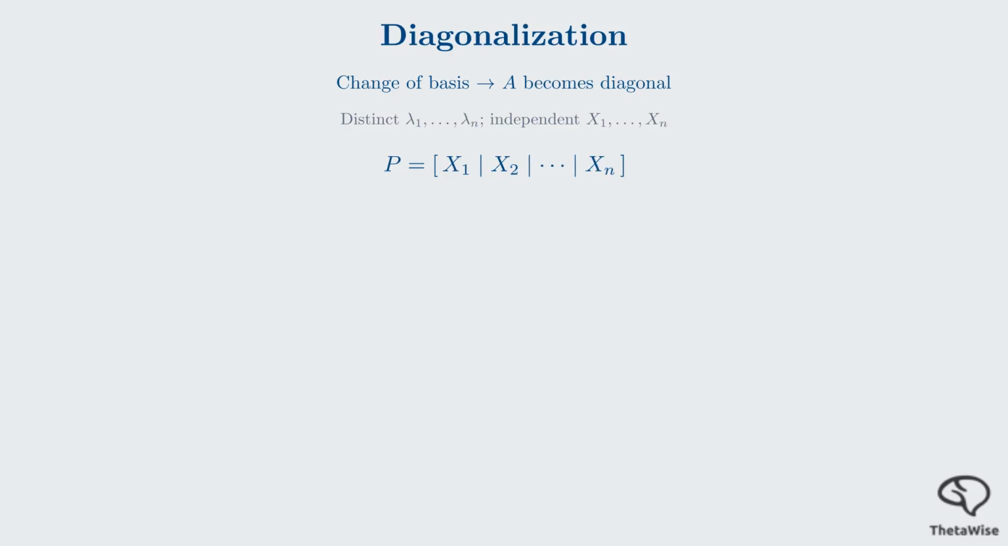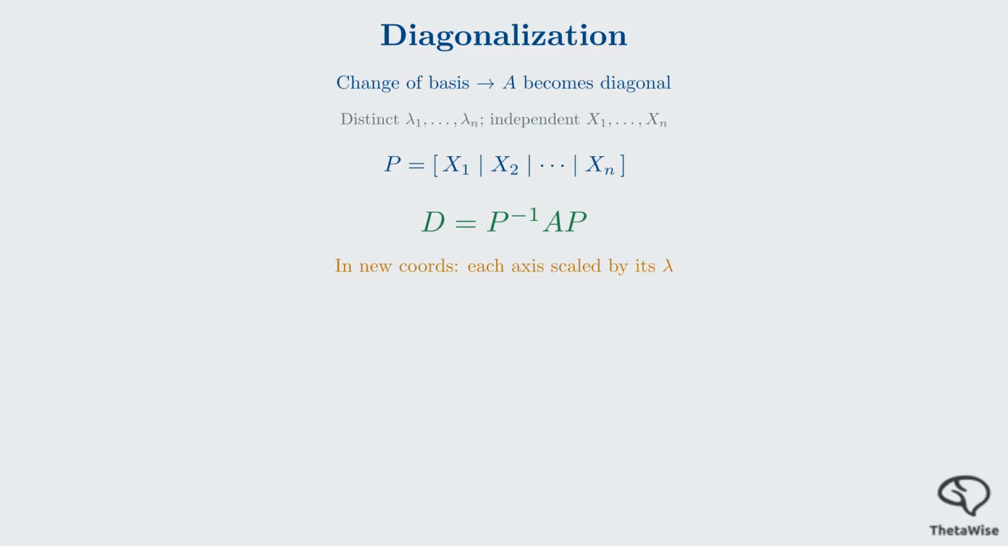Diagonalization changes the coordinates so that a matrix becomes diagonal. Suppose A has distinct eigenvalues lambda 1 through lambda n, and linearly independent eigenvectors x1 through xn. Place those eigenvectors as the columns of a matrix P. Then the diagonal matrix D is P inverse A P. In the new coordinate system, the action of A is easy. Each coordinate direction is simply multiplied by its corresponding eigenvalue.